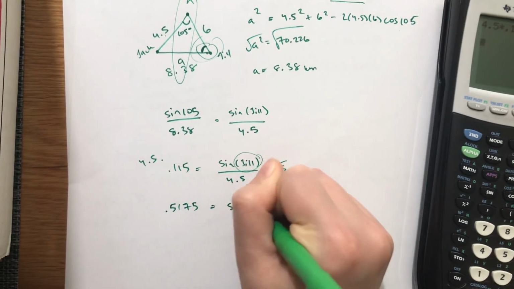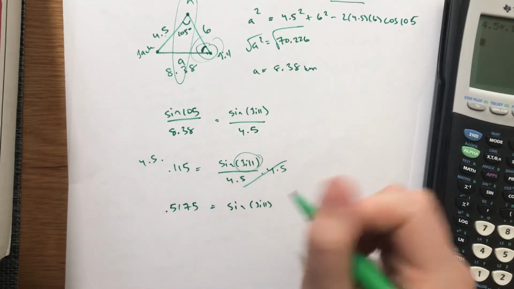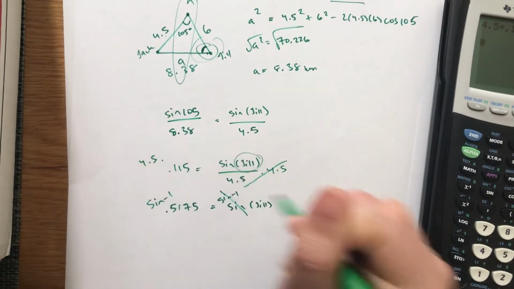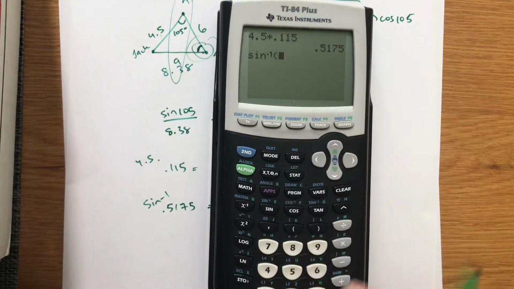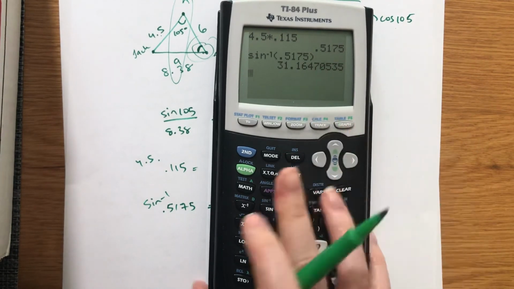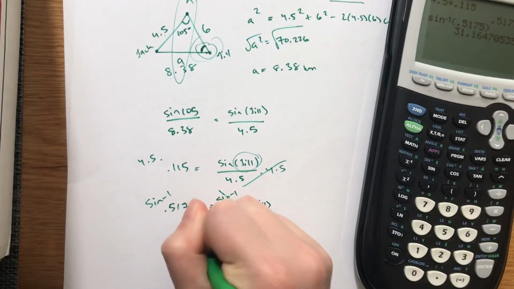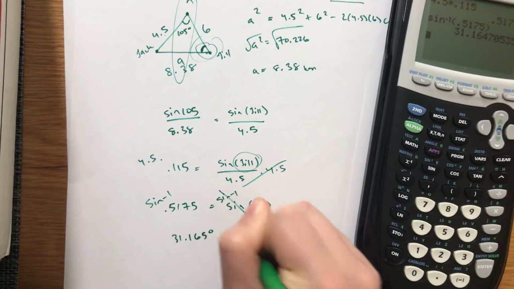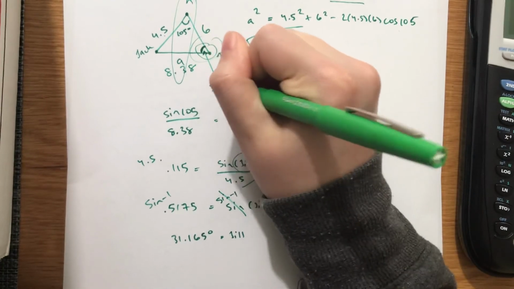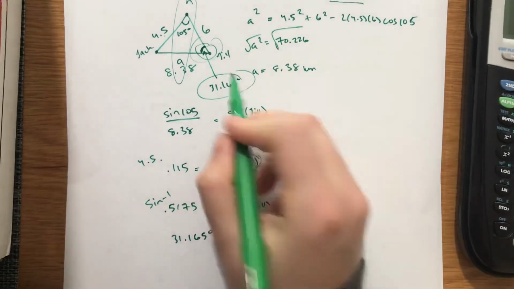Equals sine of Jill. When we're trying to get that angle by itself, how do we get rid of sine? We take the sine inverse of both sides. So the sine inverse of 0.5175 is 31.165. So Jill's angle, the angle at Jill here, is 31.165 degrees. And that's your final answer.